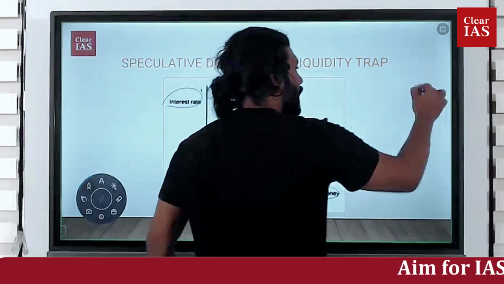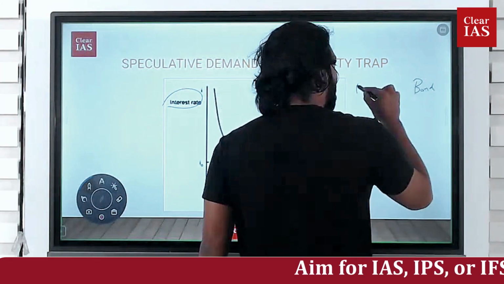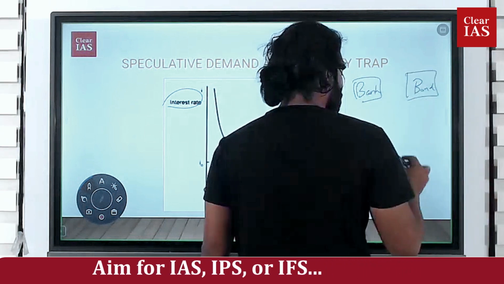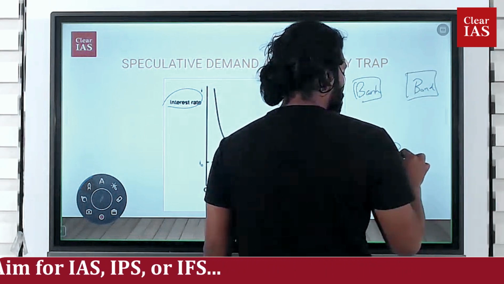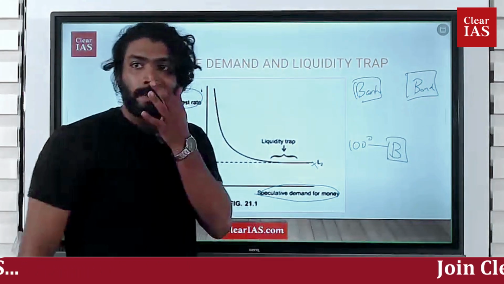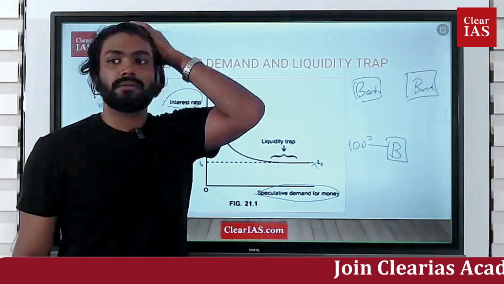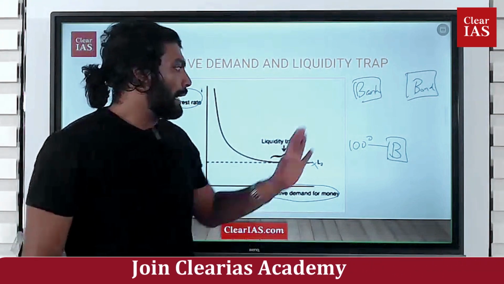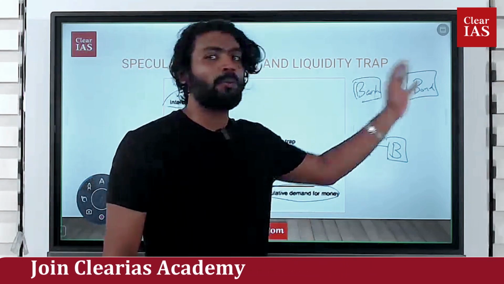So we have a bond market. We have a bank. There is a person B. He has some 1,000 rupees as liquid money. Interest rate is the lowest. Is it clear? So he needs to invest this 1,000 money in bank or bond.